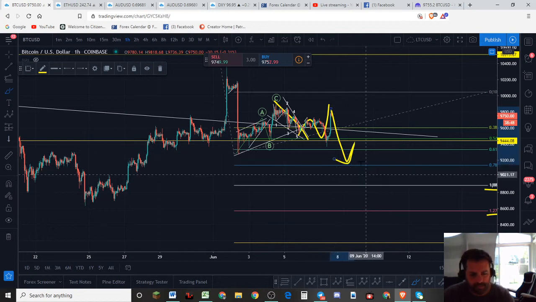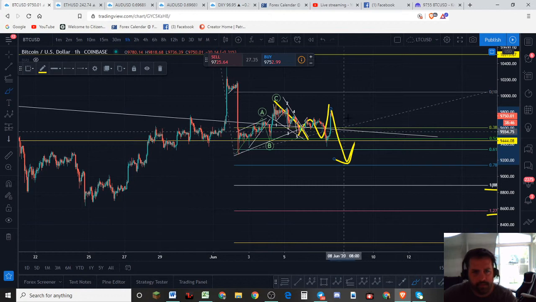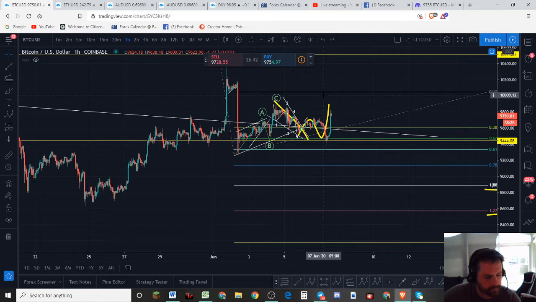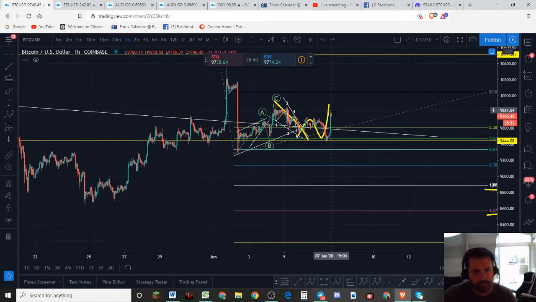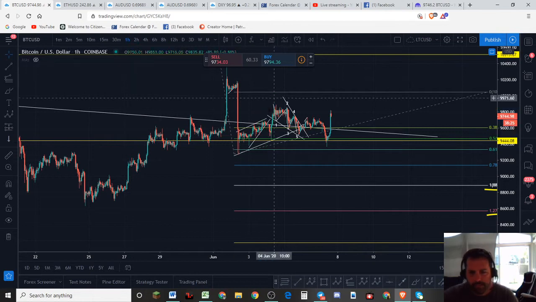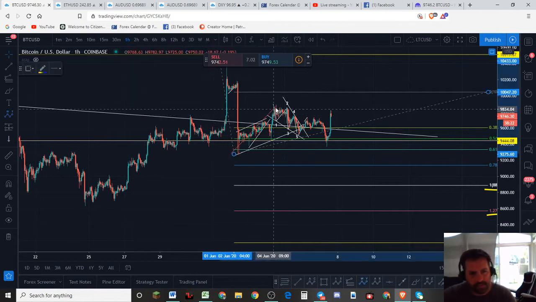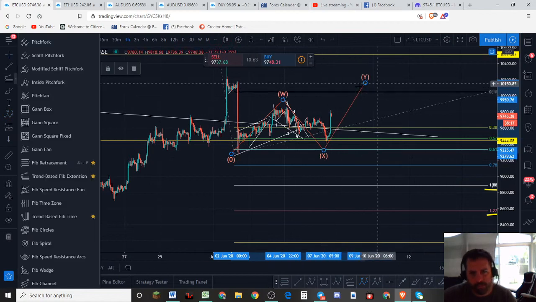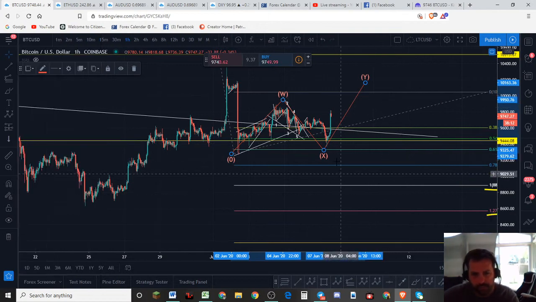That's one way to look at it. The second way to look at this is that we're dealing with a WXY instead. This is W. This was the X wave. Now we're in the process of making the Y wave, going to retest 10,000 to 10,200 in that ballpark. And we're looking for this wave structure next.